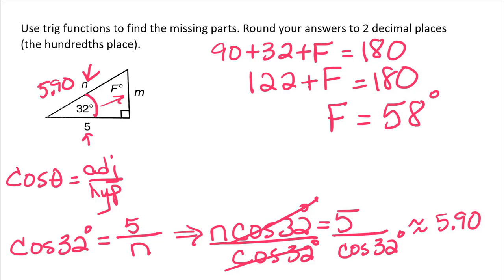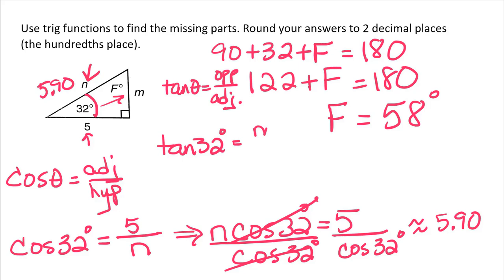Which trig function involves opposite and adjacent? That would be tangent. Tangent theta is equal to opposite over adjacent. So let's use tangent. Tangent 32 is equal to m over 5. This time, the 5 is in the denominator, so we just need to multiply both sides by 5. And if we do that, we will have 5 tangent 32 equals m.